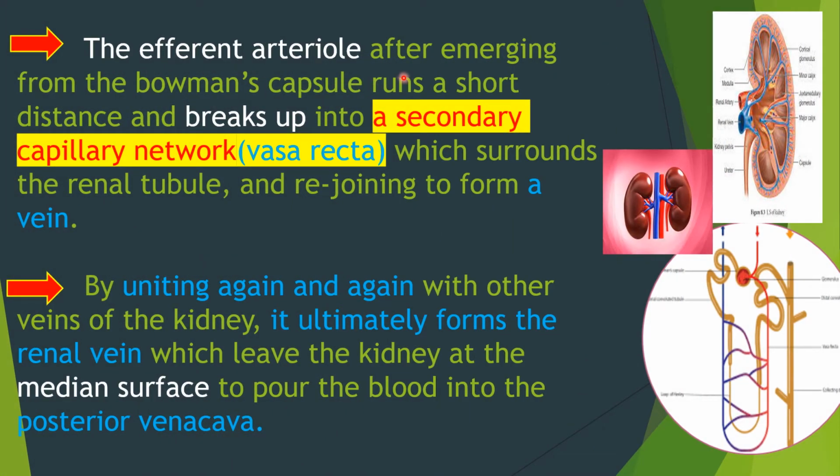The efferent arteriole, after emerging from the Bowman's capsule, runs a short distance and breaks up into a secondary capillary network. Here you can see, this is the efferent arteriole, and this one is the afferent arteriole. What is the secondary capillary network called? We call it the vasa recta.